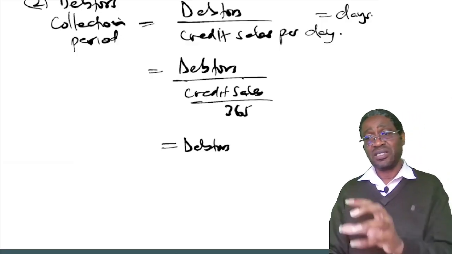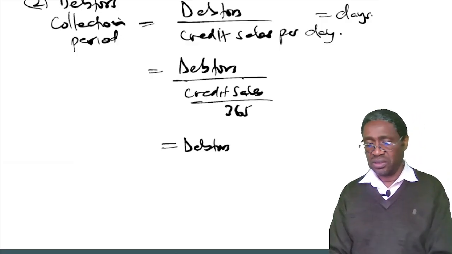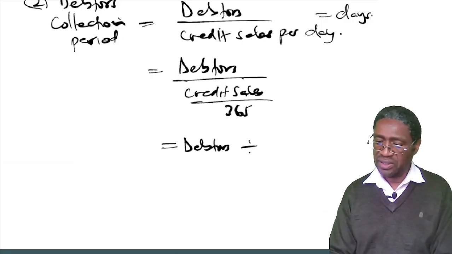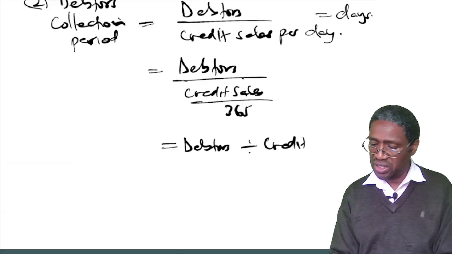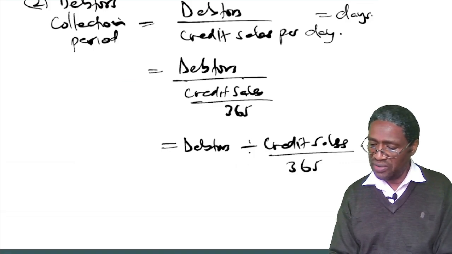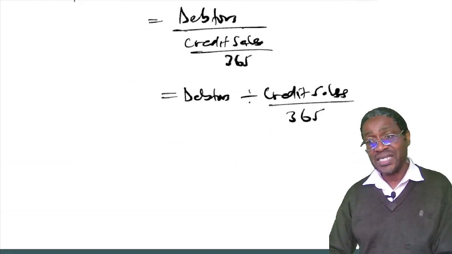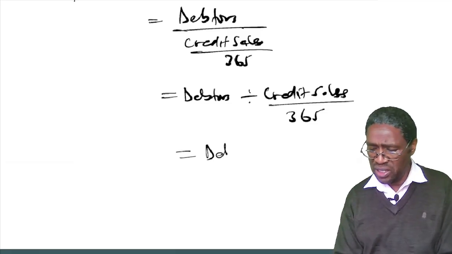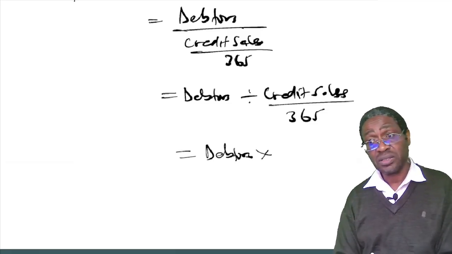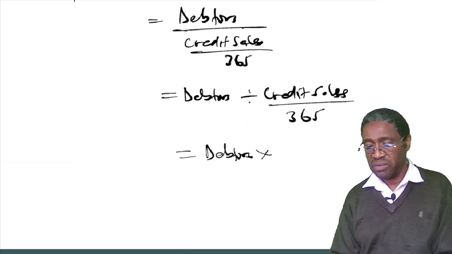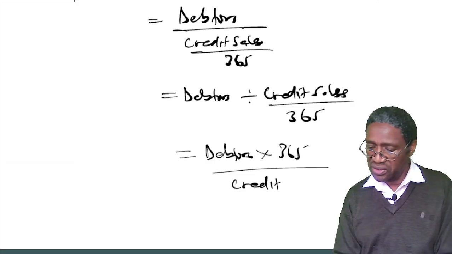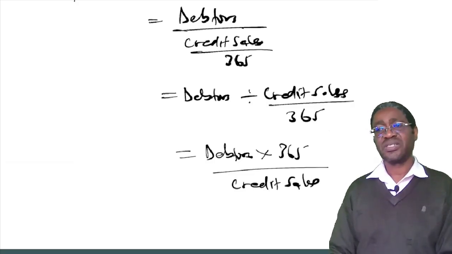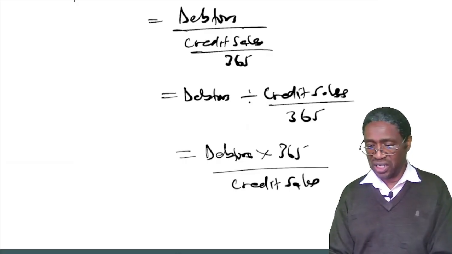Remember, I've taken 365. It is the same as saying divide by credit sales. Don't write. I just want to derive something here. This formula can still be expressed mathematically as debtors times 365, and you divide that by credit sales. That's another way you can express it.